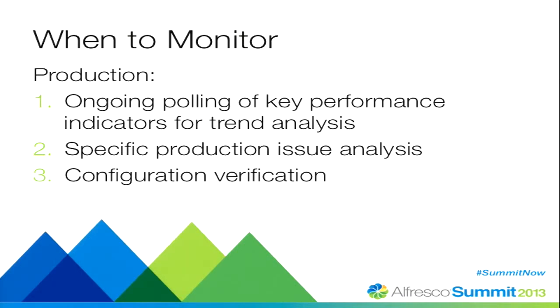So in production, really some ongoing polling of key performance indicators for trend analysis. So we want to look at things like the number of logged in users, the number of database connections, some metrics out of SOLR. And as soon as we're done with this slide, I'll show you how we can do some of that. Specific production issue analysis is another reason to dive in and do some monitoring. So if you've already got some production issues, you know that they're there.